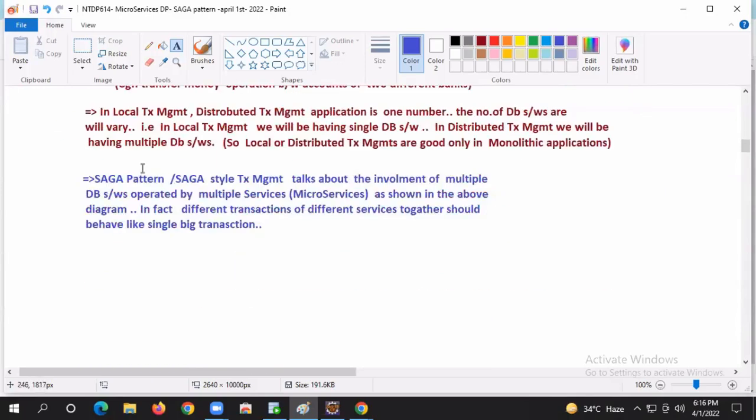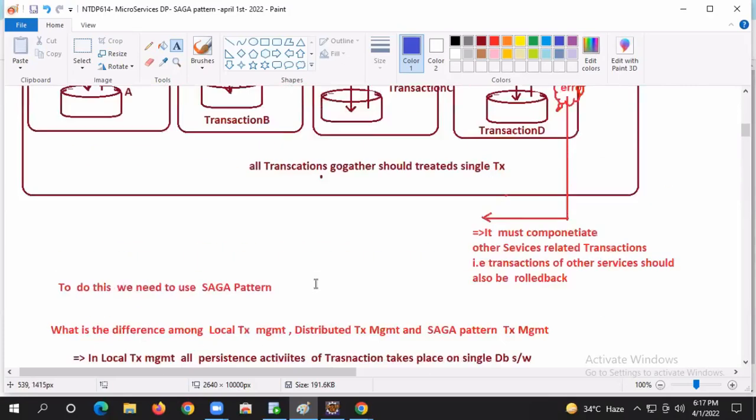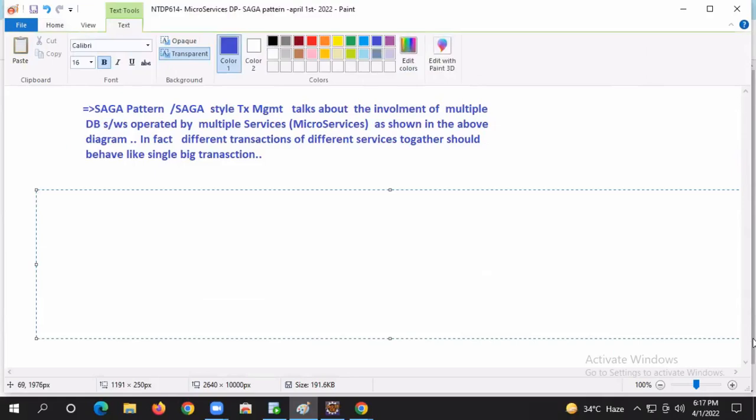Fine, boss. I think you got clarity on when to go for which transaction. Monolithic with a single database, local transaction. Monolithic with more than one database software, distributed transaction. Microservices are in communication, but they need transaction management. Then we have to go for what? SAGA pattern. What pattern, guys? SAGA pattern. Now listen.